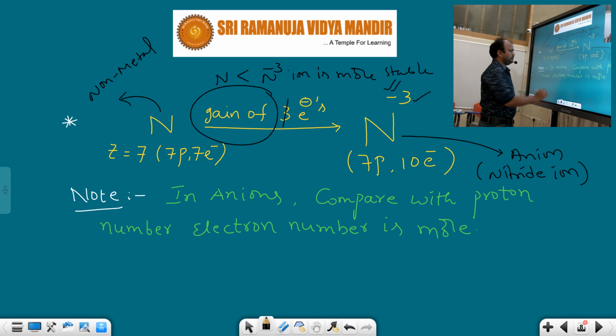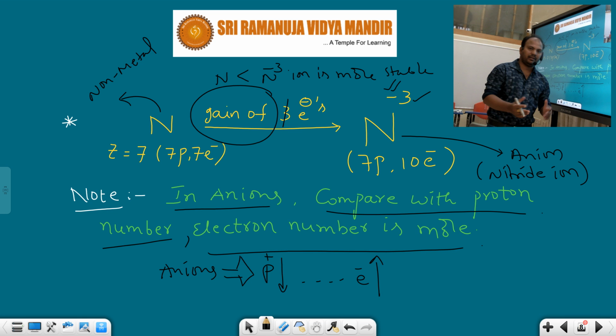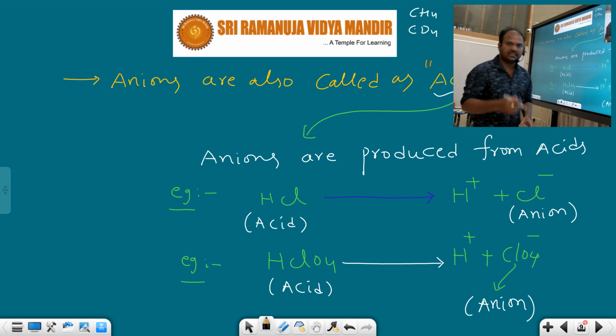In anions, compared with the proton number, which number is more? Electron number is more. That means simply said, what will happen in anions? Proton number is less, electron number is more. These are a few examples for better understanding of the anions concept. Anions are also called what? Acidic radicals, because these anions are produced from acids.